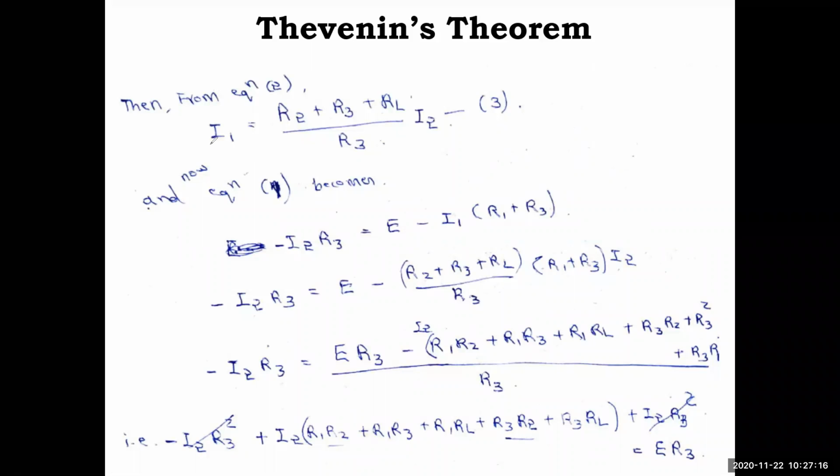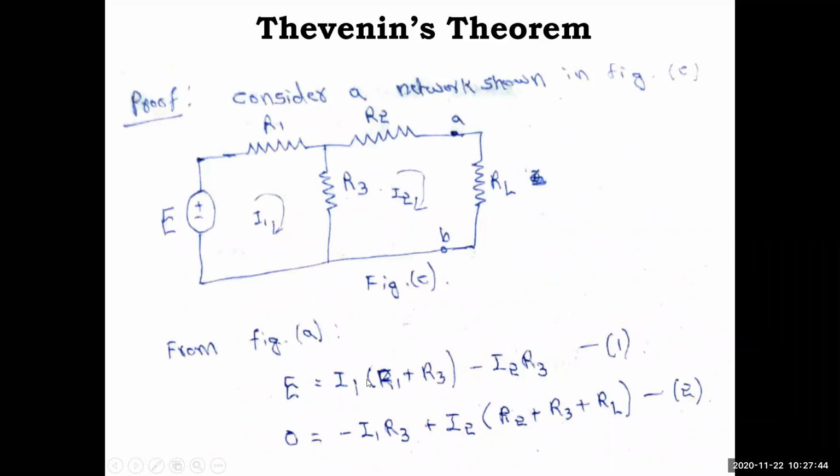Now substitute this value of I1 in equation 1 where you have I1. So again here I have made some changes because I need to find the I2 current. So for that what I have done, this E was on this side and this I2 term was on this side, right? So that's why I have interchanged it. Okay, I1 and I2 I have interchanged it. Clear? Just to show you once again.